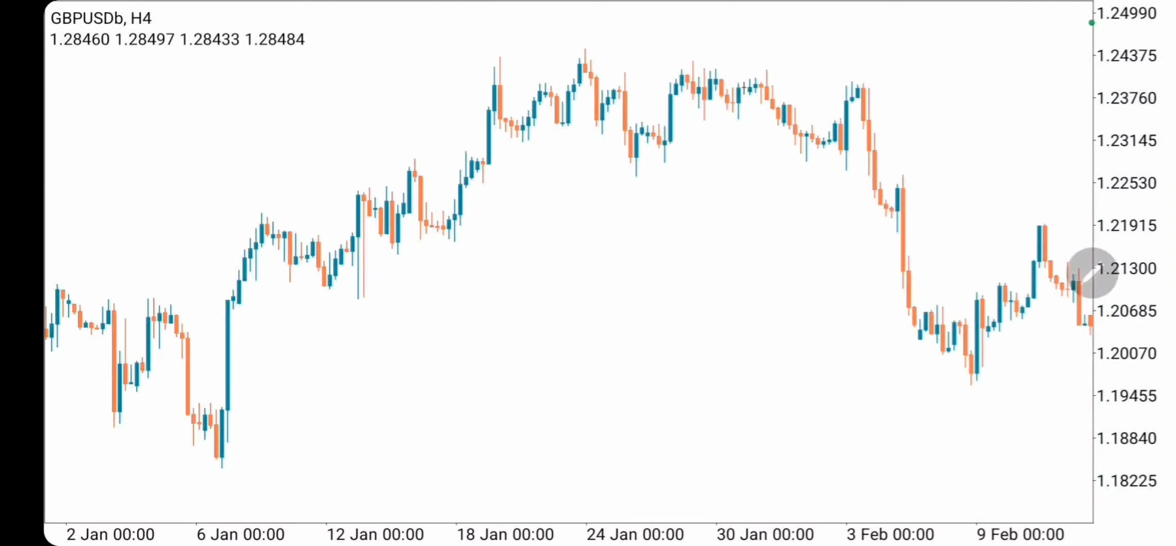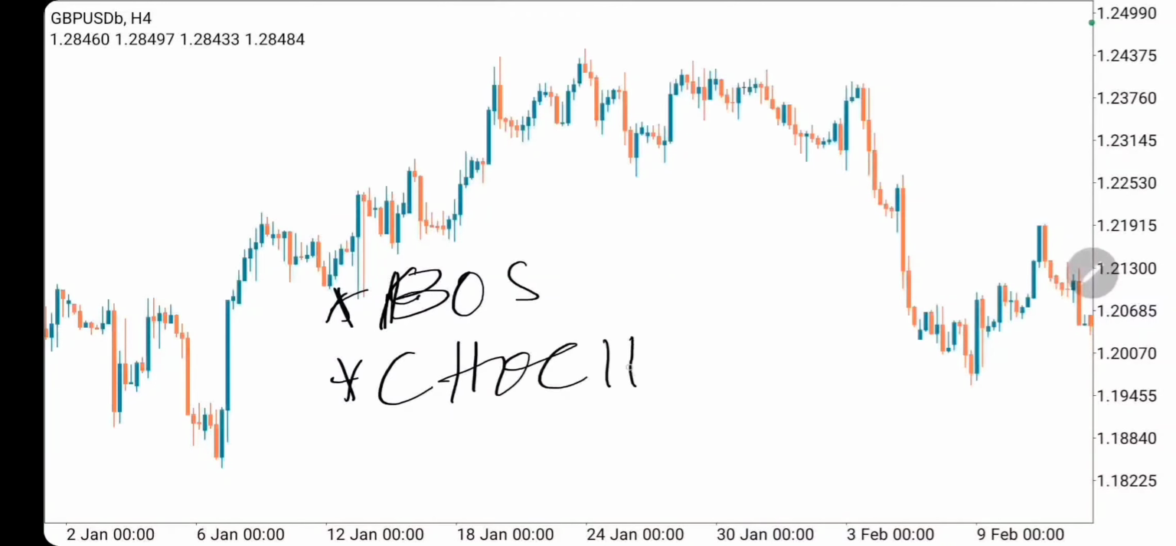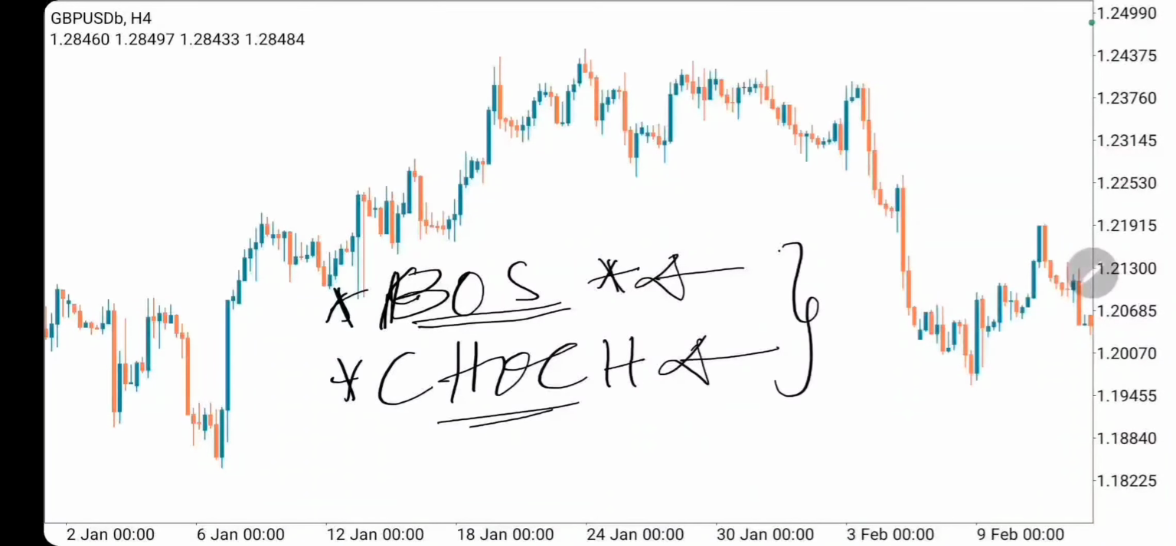So what are those two concepts? These two concepts I want to talk about are the break of structure and the change of character. You need to know the difference. Several traders take these two concepts as the same. They appear to be the same, but they are not actually the same.